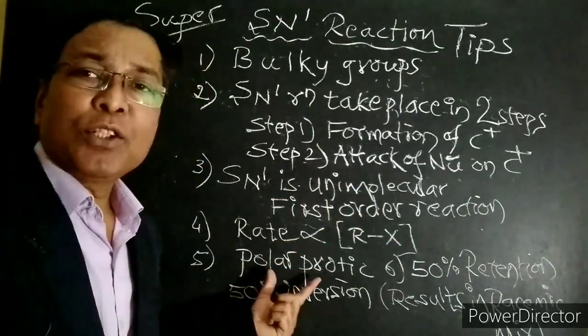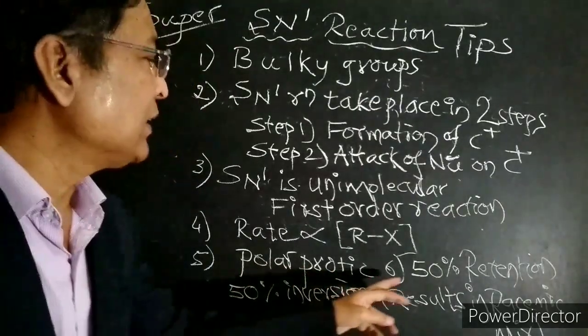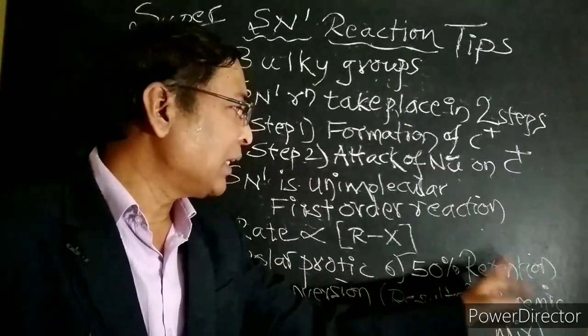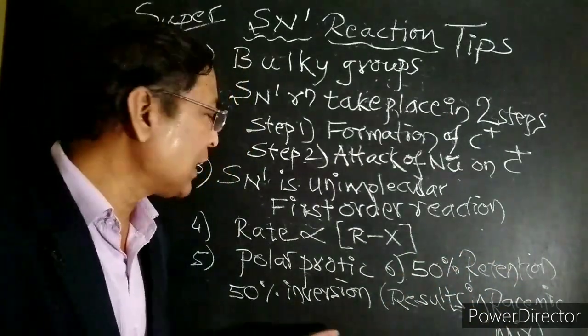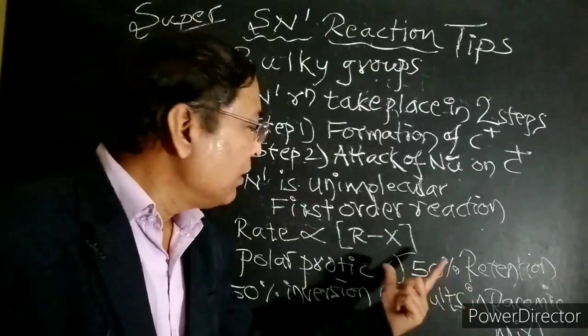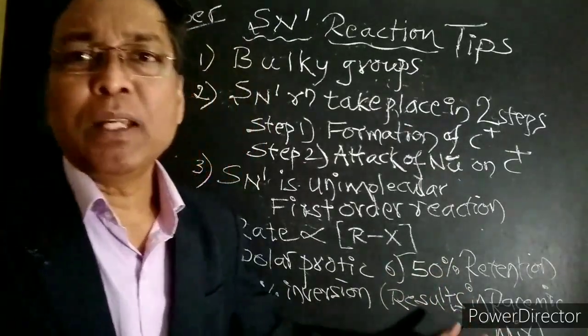Then SN1 reactions are favored by polar protic solvents, and in the SN1 reaction 50% retention configuration product and 50% inversion configuration product are obtained. The net result of the product is a racemic mixture.